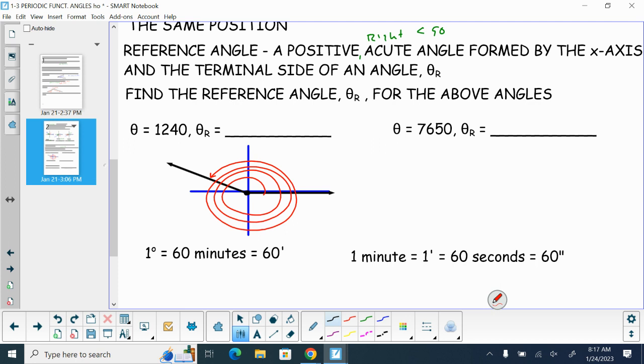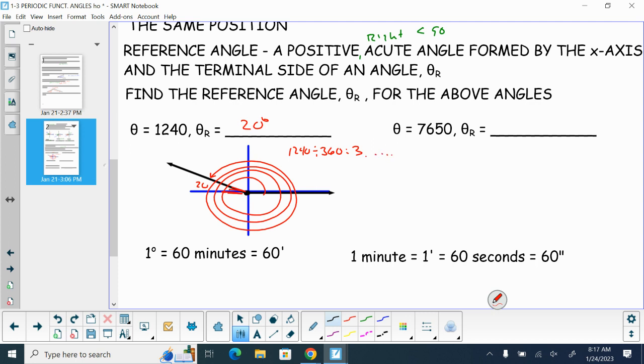What'd you get then? I got 20 degrees. Terminal side and x-axis, 20 degrees. Okay, every time you go around is 360 degrees. Anybody figure out an easy way to do this? Divide by 360. Okay, so we take 1240 divided by 360. That gives us 3 and some change.